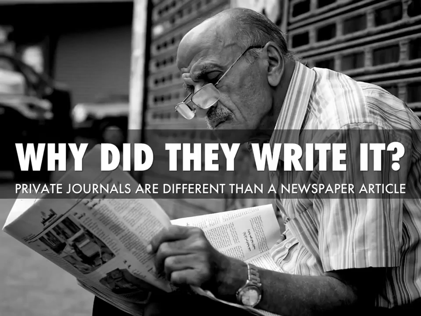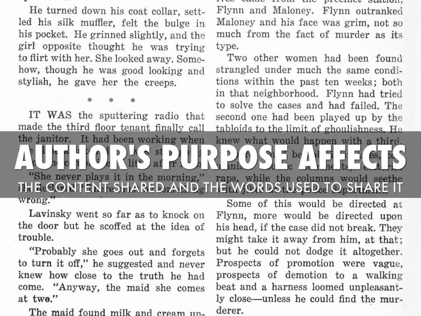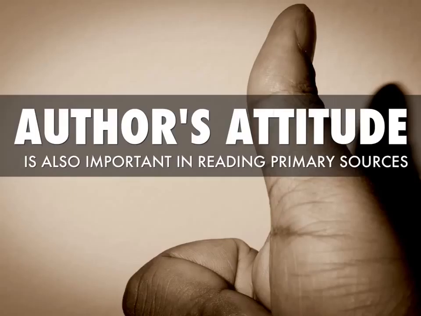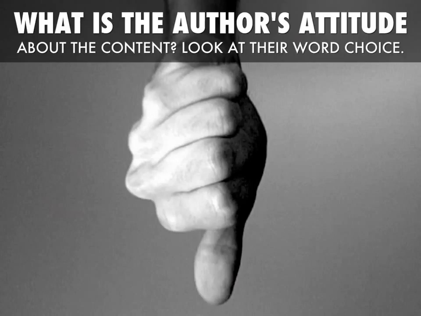If you were to write about your summer, your last summer, in your private journal, you're probably going to include different things and write about it differently than if you were going to write a newspaper article. So just like I said, author's purpose affects the content shared in the document and the words that you use to share it. The next thing you need to think about when reading our primary sources in this lesson is author's attitude. It's very important while reading primary sources. It can help you learn about the time period that you're learning about.